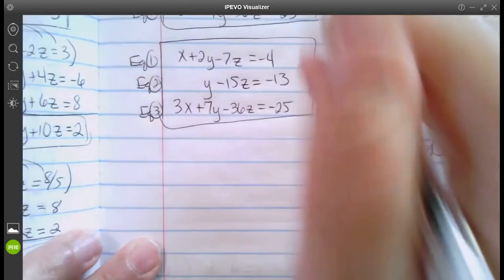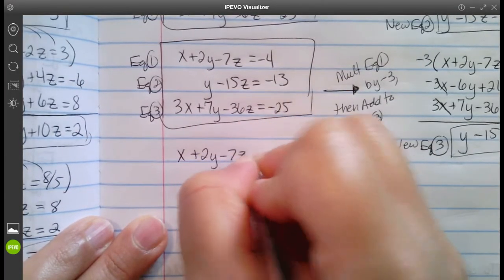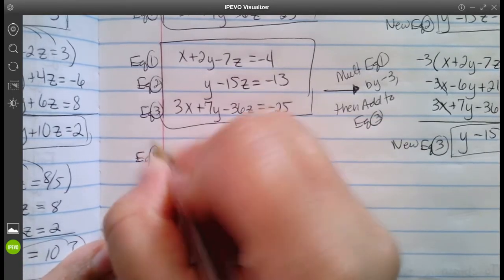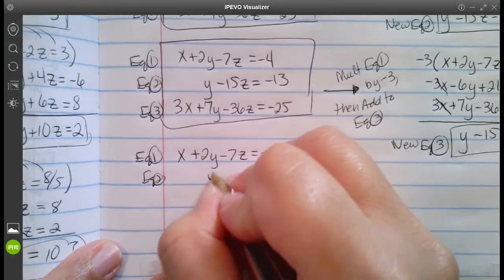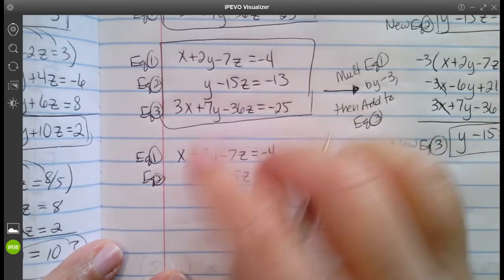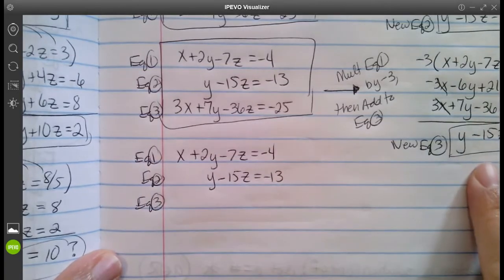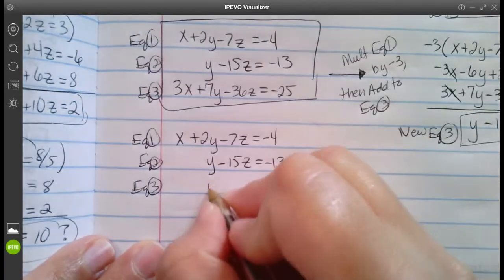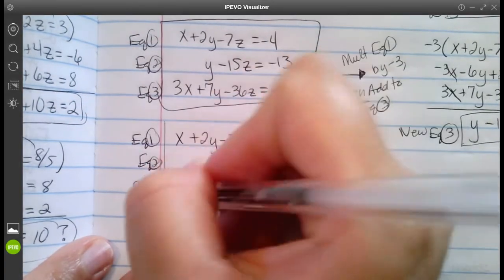Let's rewrite this now. You should be seeing something here. Equation 1 is x plus 2y minus 7z equals negative 4. Equation 2 is y minus 15z equals negative 13. And equation 3, which we just found, is the exact same thing: y minus 15z equals negative 13.